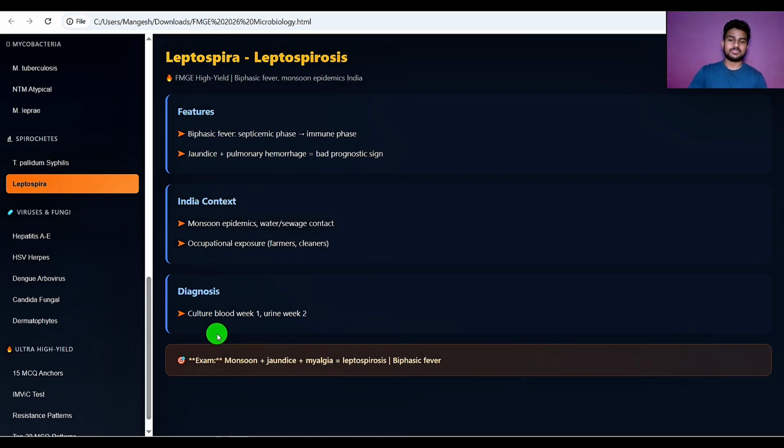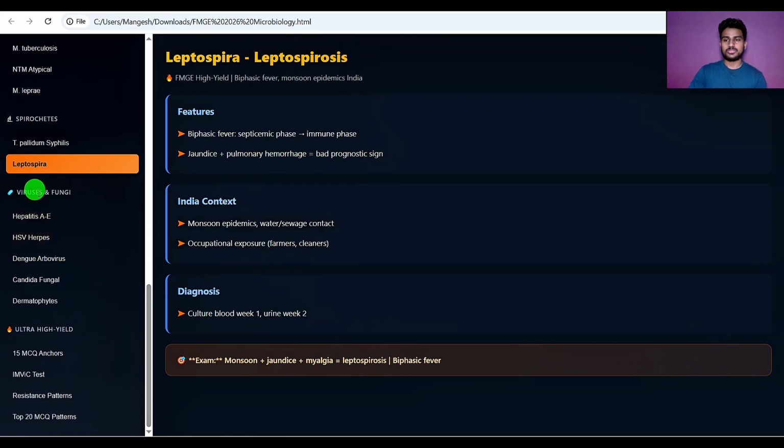And from the exam's point of view, you have to remember monsoon plus jaundice plus myalgia. If these 3 things are mentioned in the question, then it is a direct indication that the question is asking you about leptospirosis. So that can be the question referring to the diagnosis or treatment or anything. So you have to remember all those things. So this ends our section of spirochetes.